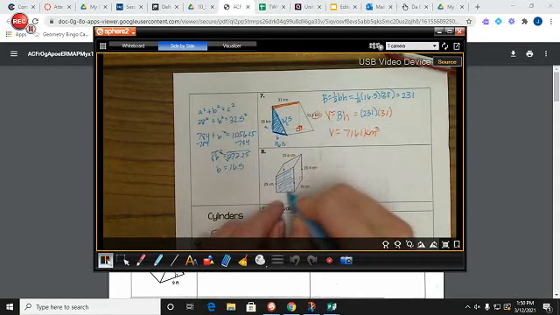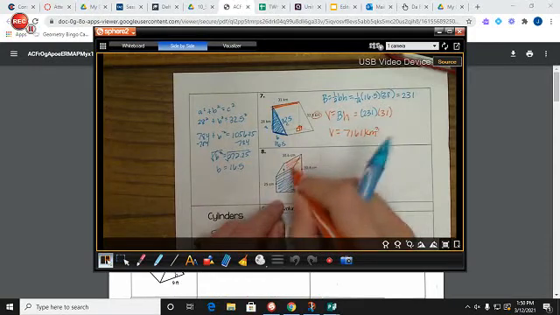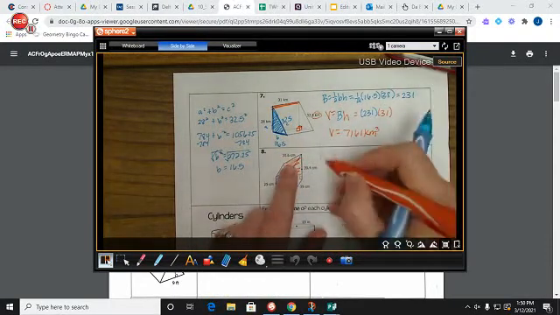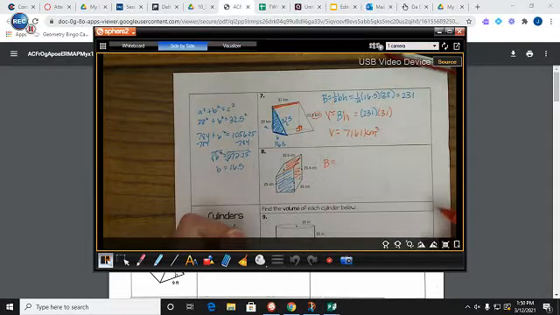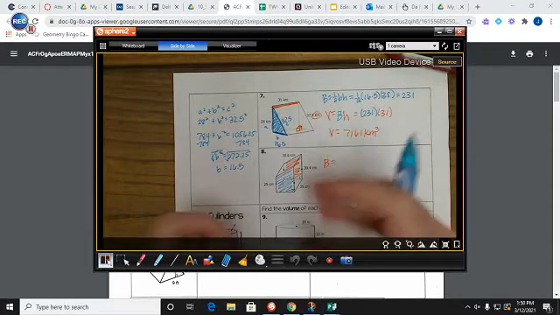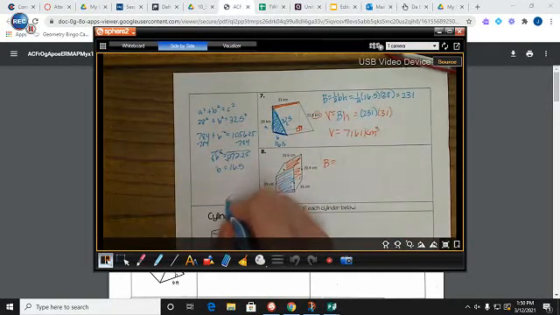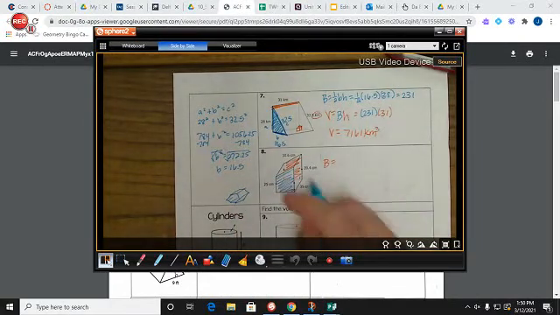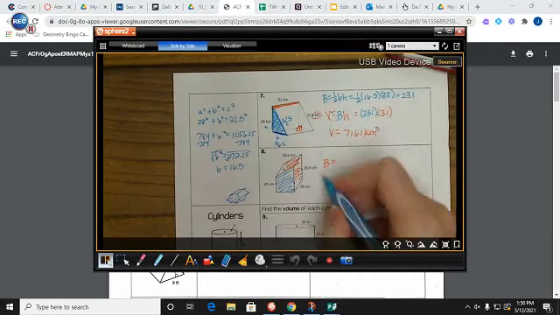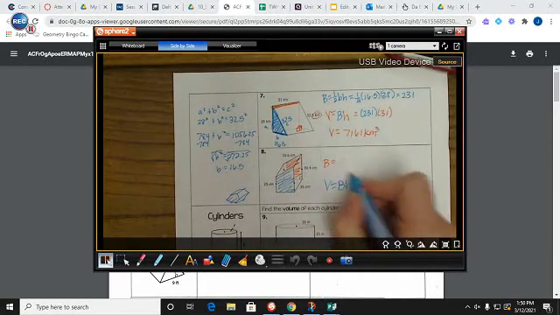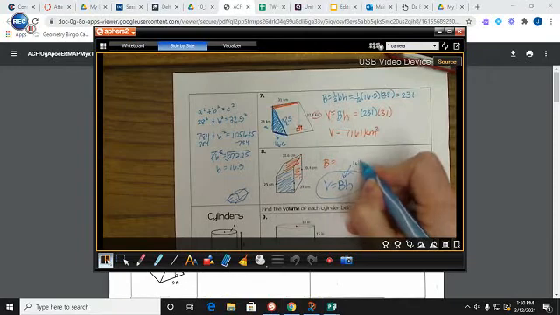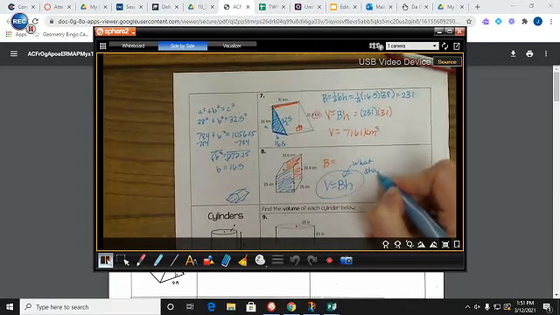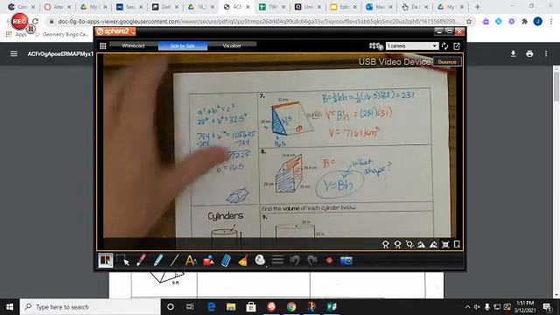Here I have trapezoidal bases, so I would be using my trapezoid formula to find the area of my base. If I had a hexagon for my base, I would have to use my hexagonal formula in order to do this. And so you're going to have to know what pieces you're using before you can use your volume equals area of base times height. You're going to have to know what shape this is in order to solve it.